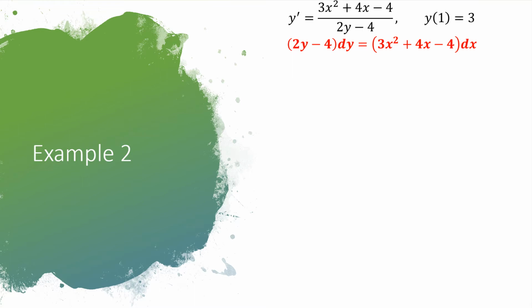Now that I have it separated, I'm going to go ahead and integrate both sides. The integral of the left will give me y squared minus 4y, and then the integral of the right will give me x cubed plus 2x squared minus 4x plus c.